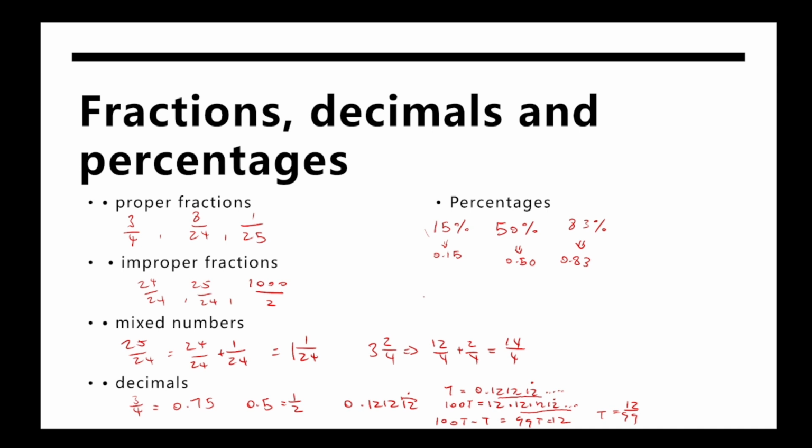When we want the percentage of a number, we can divide it by the number. So let's say we want to know what percentage of 80 is 15. We'll divide 15 by 80. And the answer would be 0.1875, which is 18.75%.